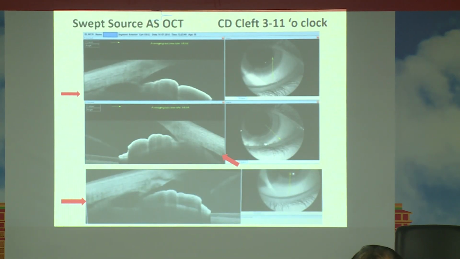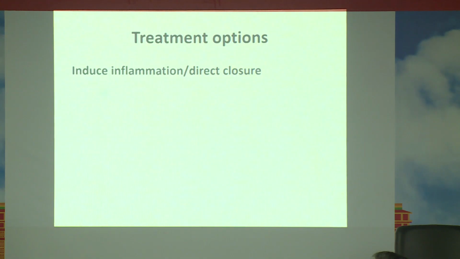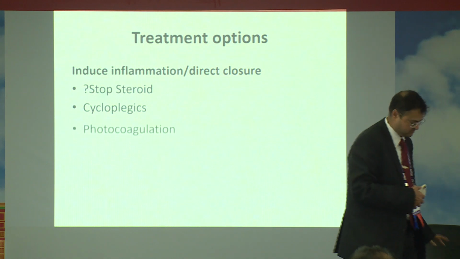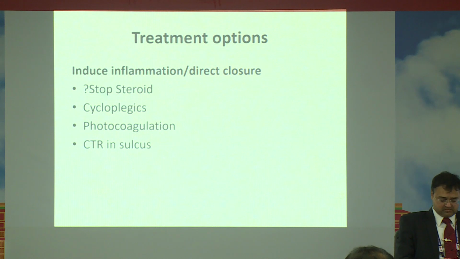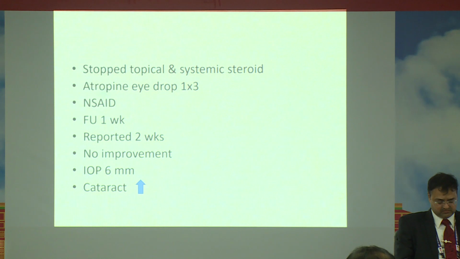You can very well see here the fluid, in another view. What are the treatment options? It was to reduce the anti-inflammatory, just to induce the inflammation, or do direct closure. So I stopped the steroid, started a cycloplegic, and when it did not improve, I did the photocoagulation, and the last one which I did was putting a CTR in the sulcus with cataract surgery. This was the sequence of events, but the patient did not improve with the topical medications or stopping the steroid.